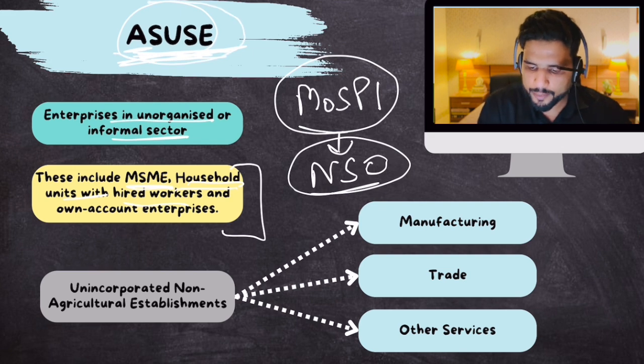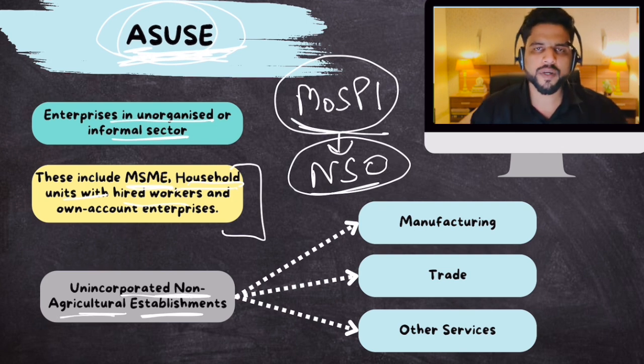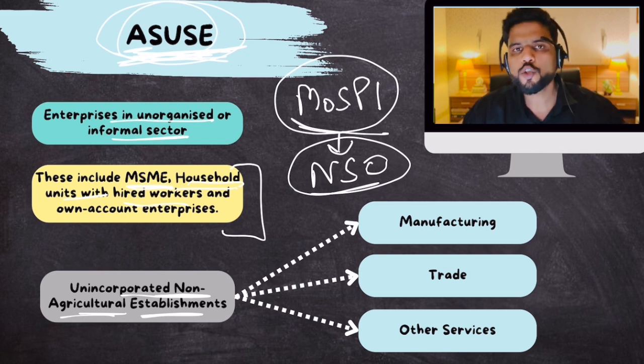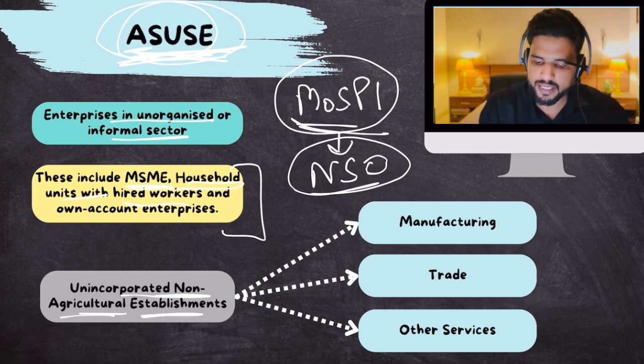Now, this survey that is done by Ministry of Statistics is of unincorporated non-agricultural establishments. Remember, non-agricultural, because farmers are also producers, but farm economy is different. So we do not include farmers or farm economy. We only include those production units which are non-agricultural. So this survey is the survey of unincorporated non-agricultural establishments.